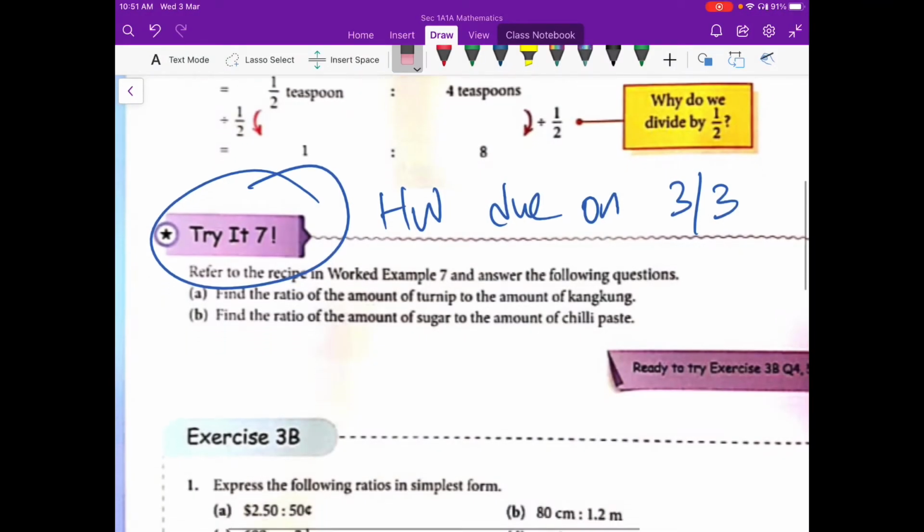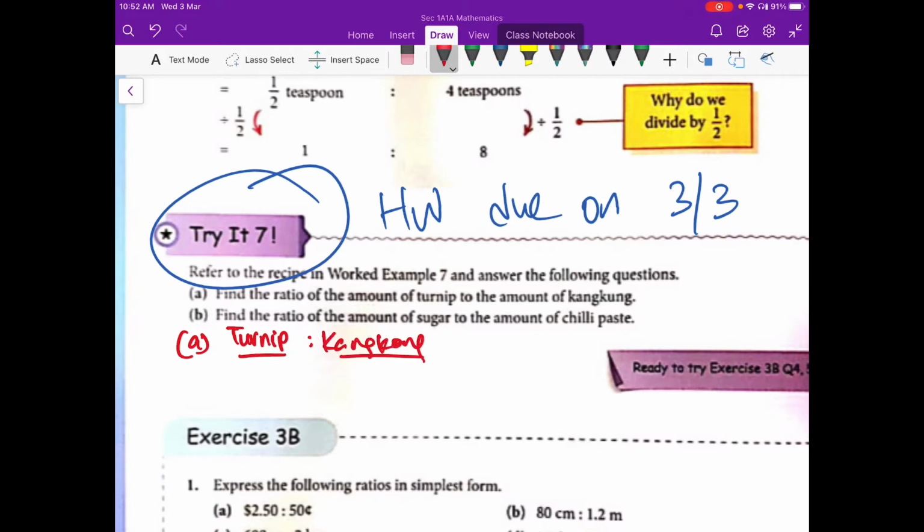Here we have to refer to the recipe in work example number 7 and answer the questions. Find the ratio of the amount of turnip to the amount of kangkong. Okay, turnip to kangkong, part A. So we first write turnip to kangkong.